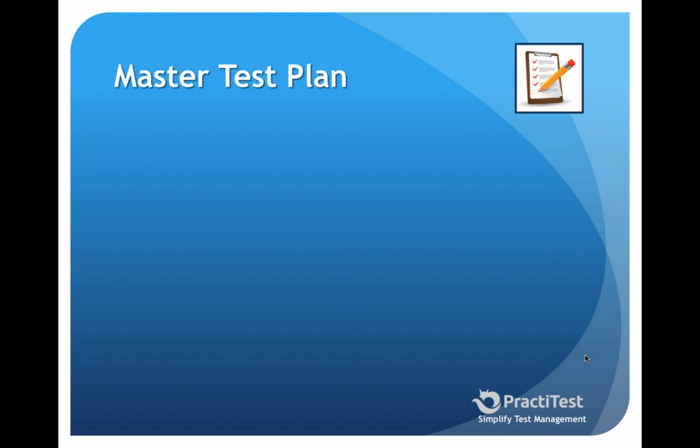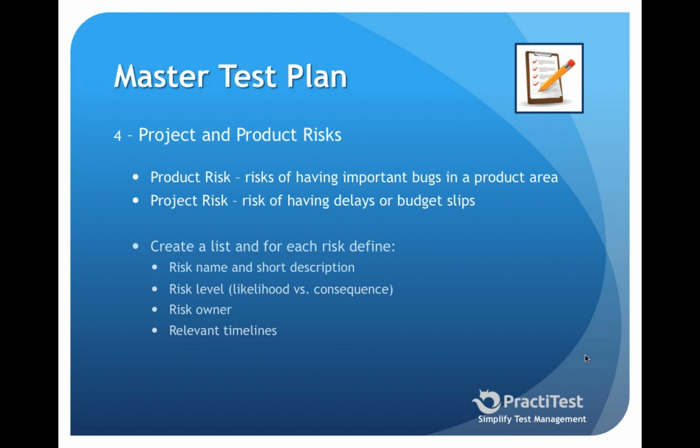And again, if you were on our last webinar, you know that it's something that I care about very much, and that is risk management. In a nutshell, I believe that the QA function in the team should be responsible for risk management. So we have 2 types of risks. We have product risks, and these are risks of having important bugs, and we have project risks, and those are risks of having delays or budget slips. So one of them is bugs, the other one is the project not meeting our deadlines.